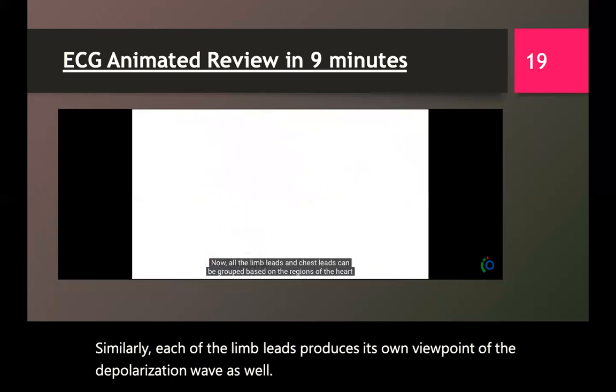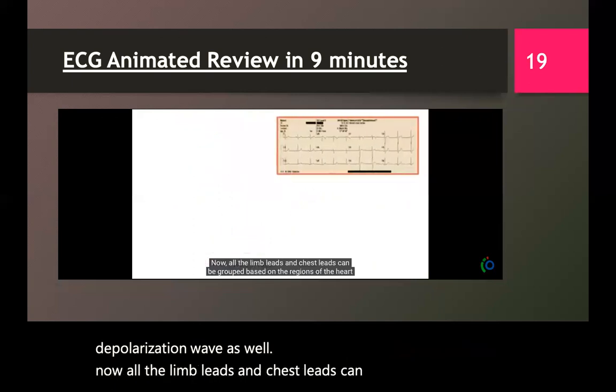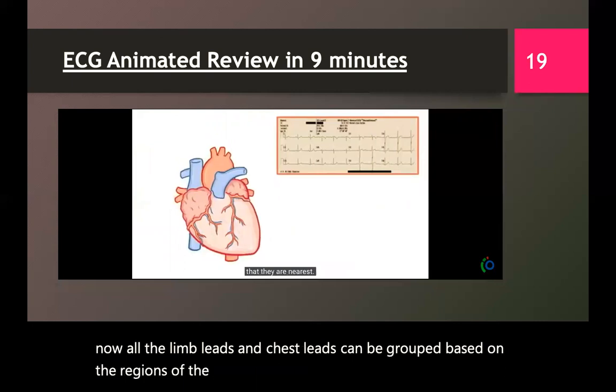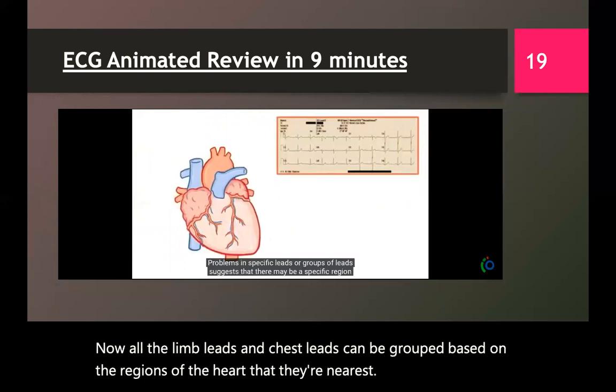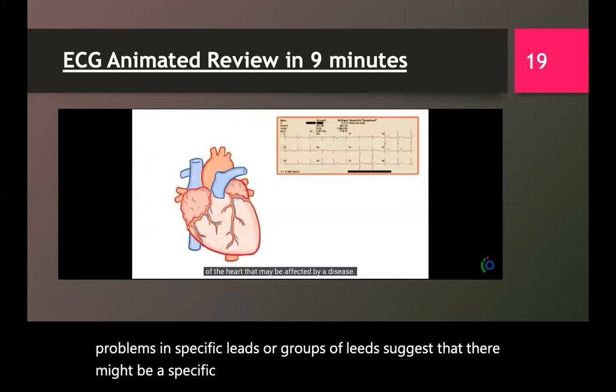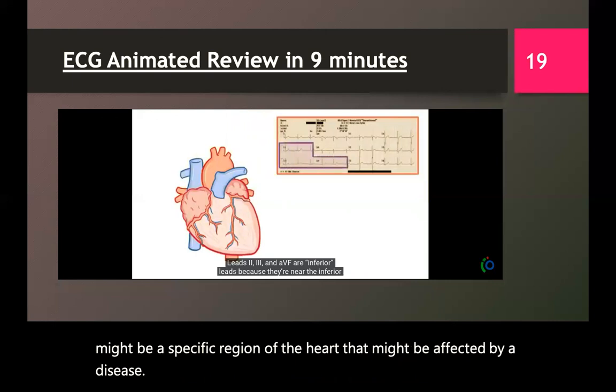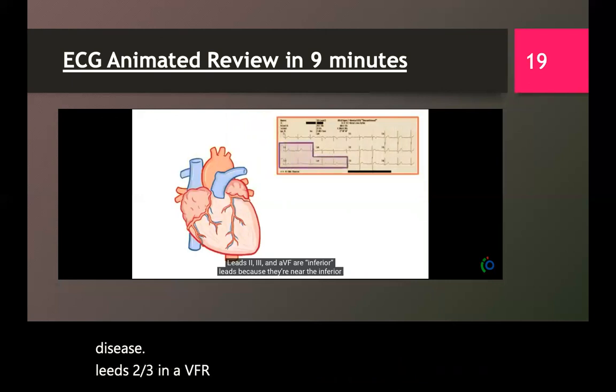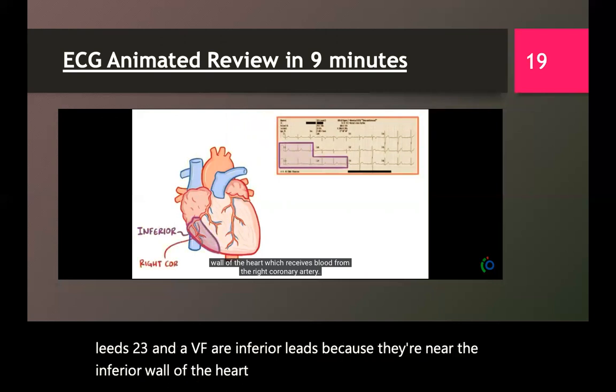Now, all the limb leads and chest leads can be grouped based on the regions of the heart that they're nearest. Problems in specific leads or groups of leads suggest that there might be a specific region of the heart that might be affected by a disease. Leads 2, 3, and AVF are inferior leads because they're near the inferior wall of the heart, which receives blood from the right coronary artery.